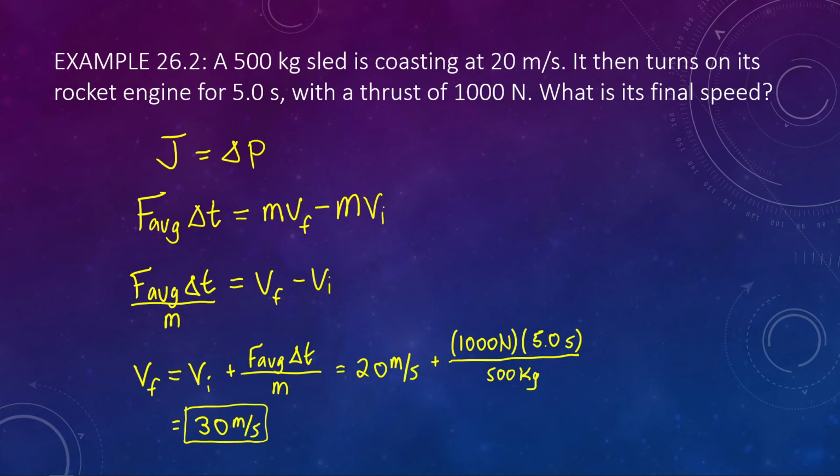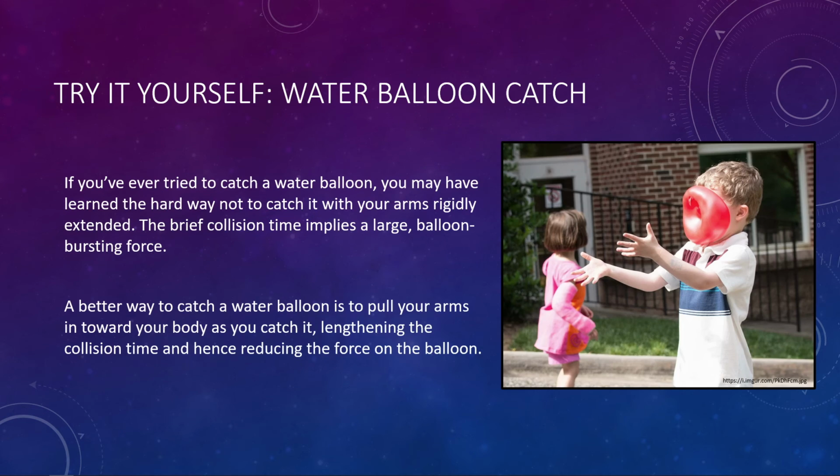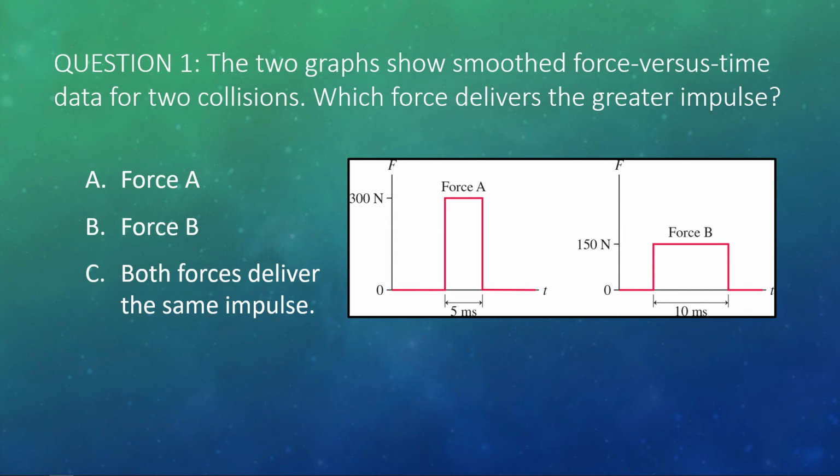At this point, let us go ahead and conclude the lecture with a couple end of lecture questions before we hop into the next lecture, which is conservation of momentum. So here is question number 1. It says the 2 graphs shown show 2 smooth force versus time graphs for collisions. Which of the 2 delivers the greater impulse?